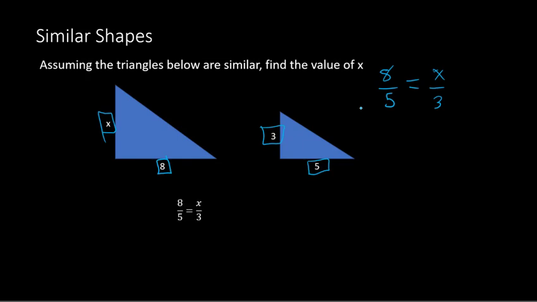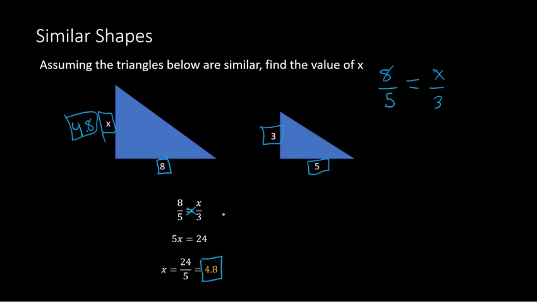So we can have 8 over 5 equals x over 3, and then we can cross multiply and solve. We have 5 times x equals 3 times 8, so we have 5x equals 24. Divide both sides by 5, so x would equal 24 over 5, or 4.8. So the length of x right up here would be 4.8.